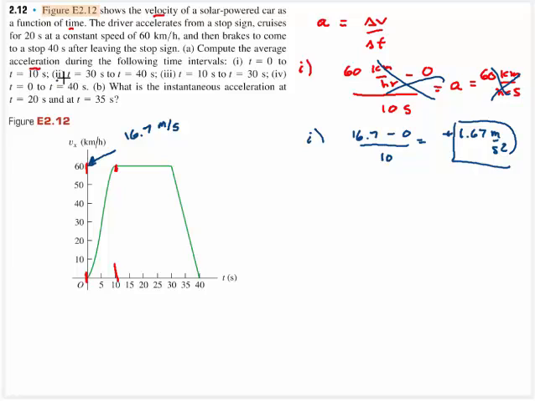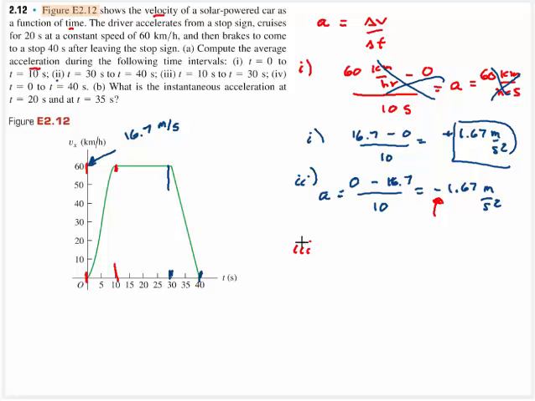Now for part 2 of that problem, we're looking for 30 seconds to 40 seconds. So this interval right there. In this case, it's going to finish at 0. It's going to start off at 16.7 meters per second. Time interval is again 10 seconds. So acceleration is simply the change in velocity, and I'm going to get negative 1.67 meters per second squared. This negative sign simply says that it was slowing down. The velocity was going from a large number to a small number.